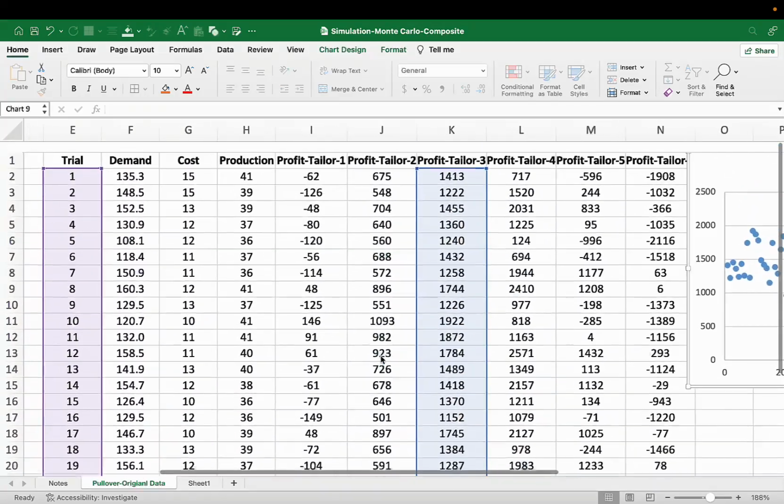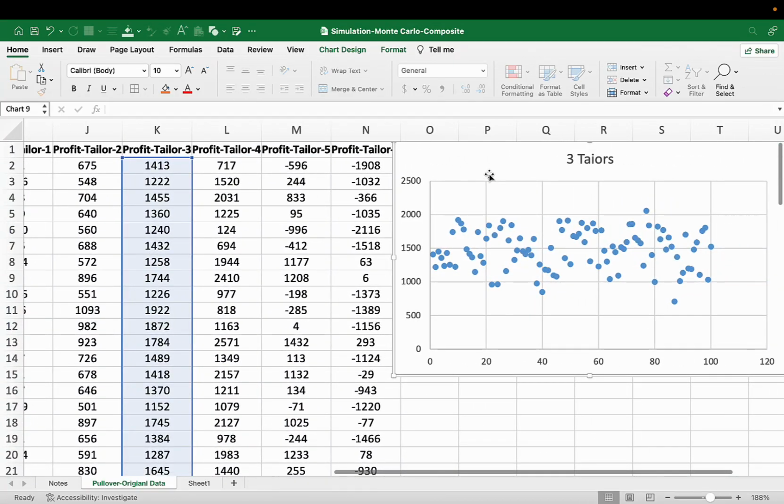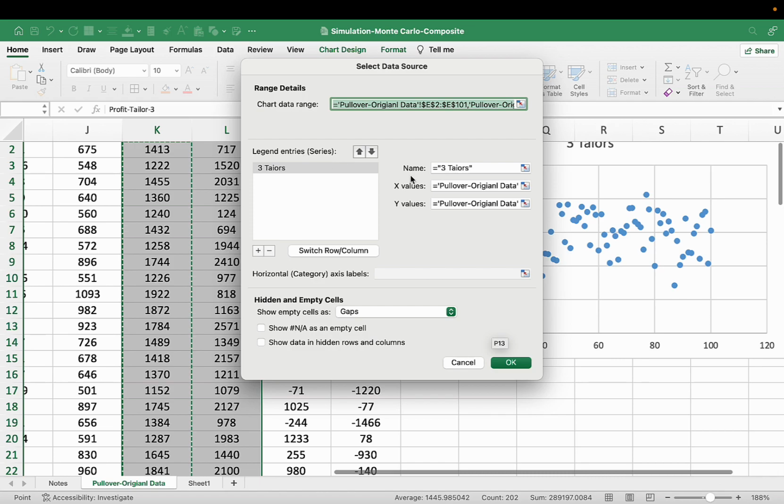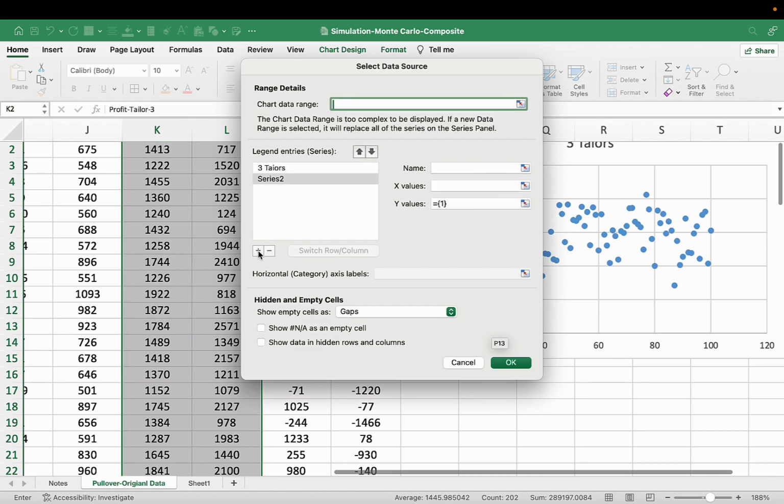And now I will make another one whereby I will add the 4th tailor as well. Again, click on select data, and I will add here, and let me call it Taylor 4, or 4 tailors.